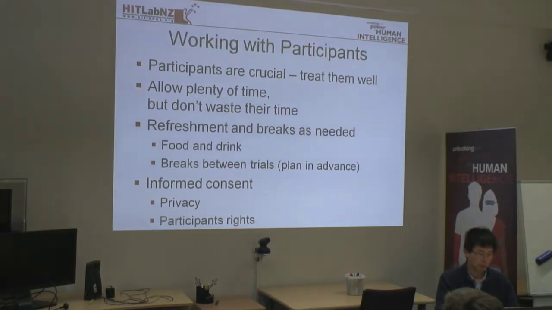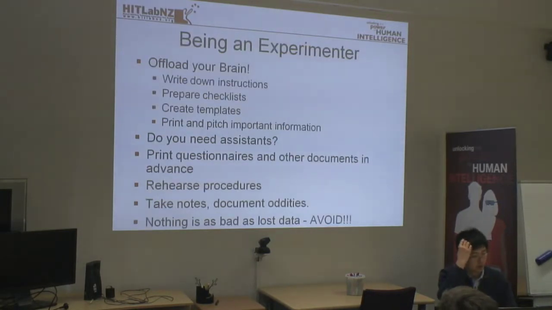So I think we've already mentioned quite a lot about being nice to the participants. It's always important to have an informed consent, not only for the participant, but also for yourself. And as an experimenter, always write down your instructions so that you can simply read them out. A checklist could also be helpful. And again, if you have those things, then you can have other people look after your experiment, which could be easier.